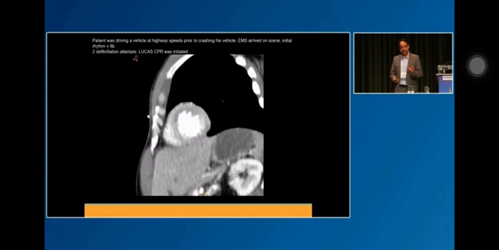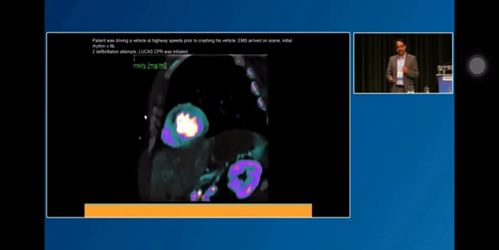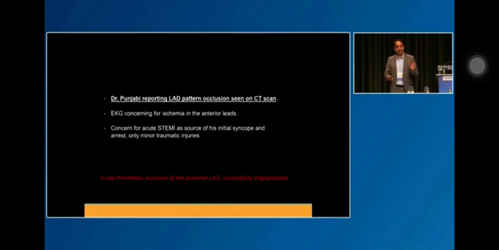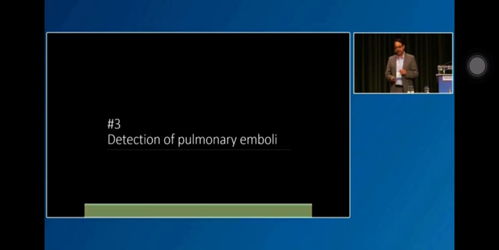So here's a patient who was in a high-speed MVC. By the time the medics got to him, he was in VFib arrest. You look at the CT scan and see a perfusion defect in the anterior wall. This completely changes the trajectory of this patient. This patient's motor vehicle accident was because of the MI. He went to the cath lab and got his LAD fixed.